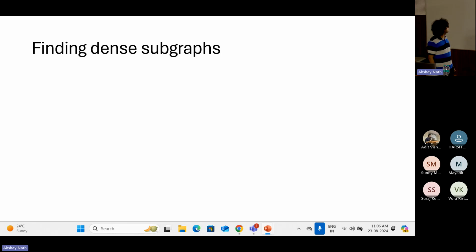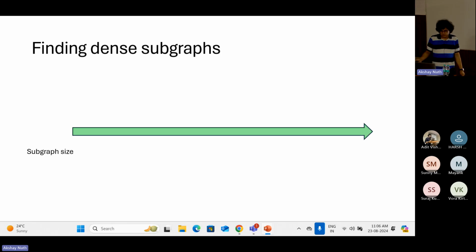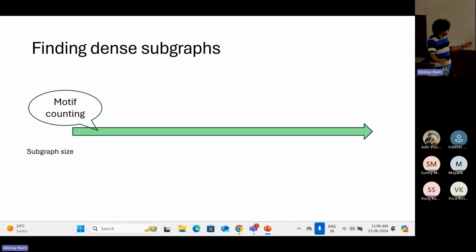So, the setup. This problem of finding dense subgraphs can be studied in various forms. I like to think of it as a kind of spectrum, where at one end you have this small motif counting problem, where I give you all possible motifs that you can find across, say, 5 vertices, 6 vertices, 10 vertices, something like that. It still could be a fairly large number of possible motifs, but it's an explicit bounded problem.